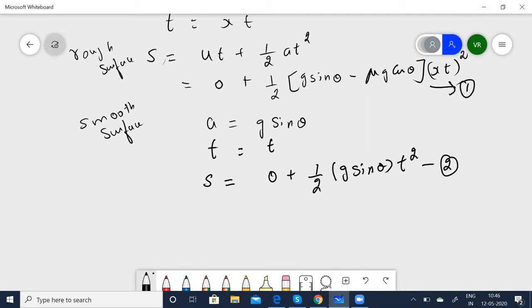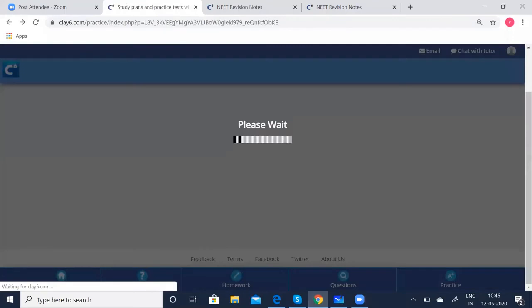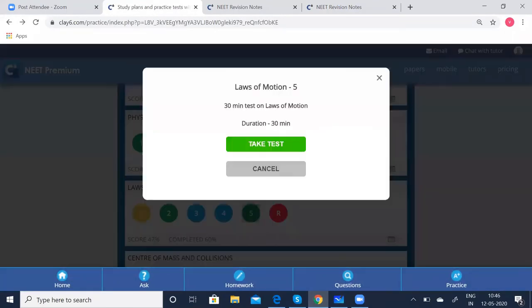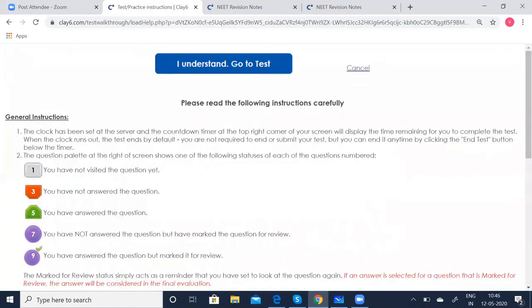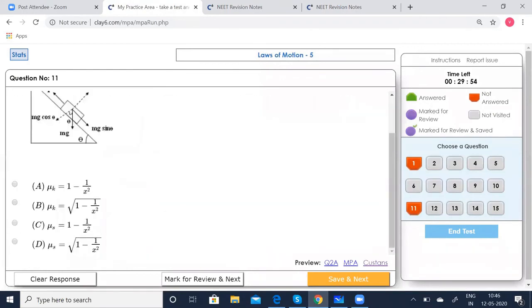So solve both. You can see that mu is equal to 1 minus 1 by x squared. So let's see which option is correct. Let me go to the test again. It's the 11th question, right? Yes. So option A is correct.